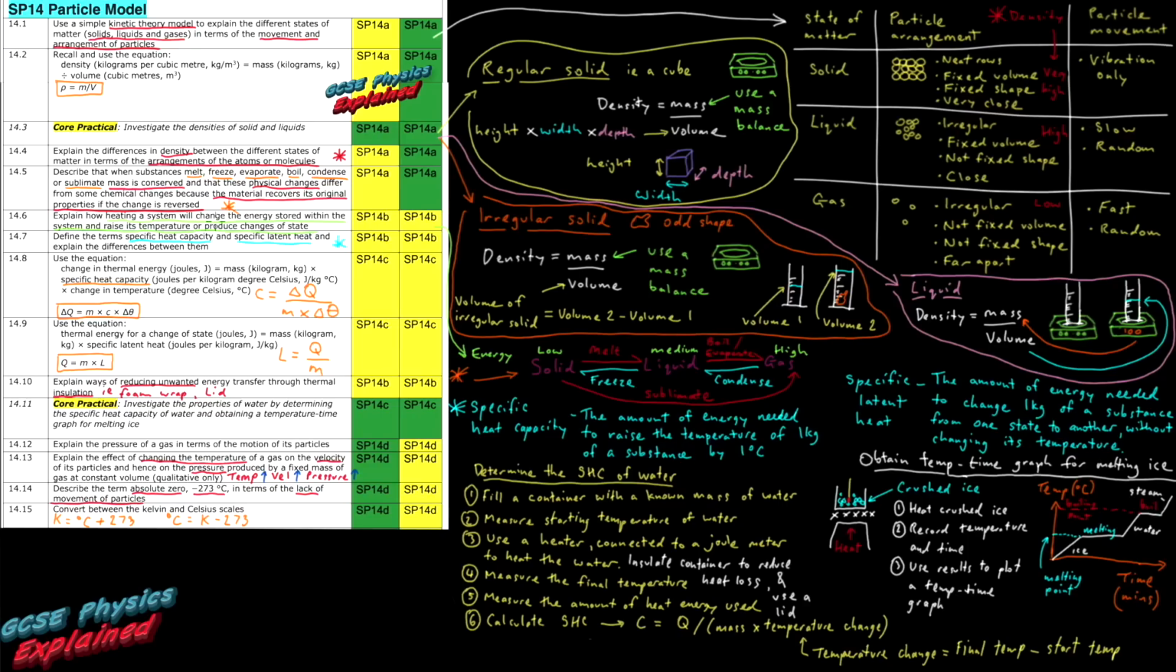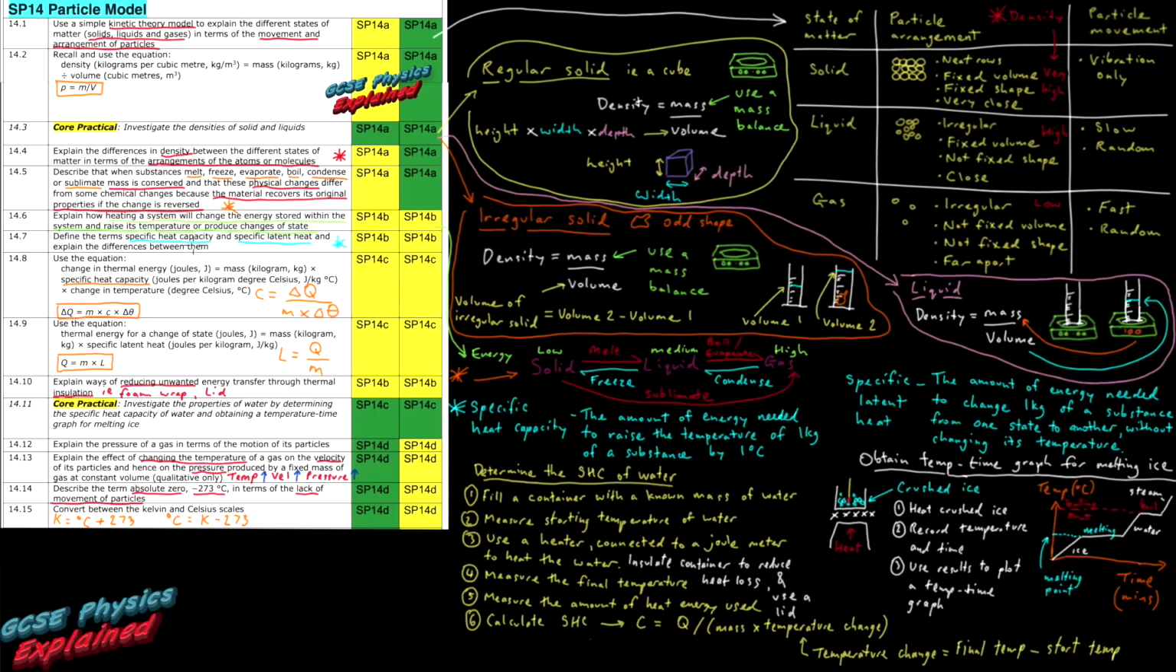Explain how heat in a system will change the energy stored within the system and raise its temperature or produce changes of state. So that's what I've just said there. The solid has got a low amount of energy, a liquid's got medium amount of energy, gas has got a high amount of energy. You know, you could be asked that in your exam, you get 1 mark for each of those things.